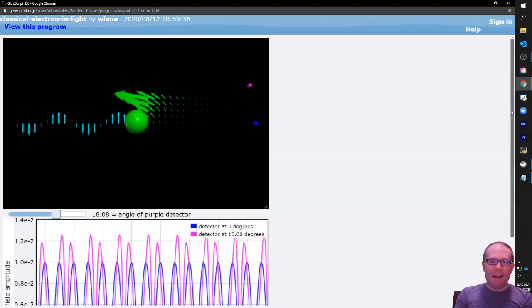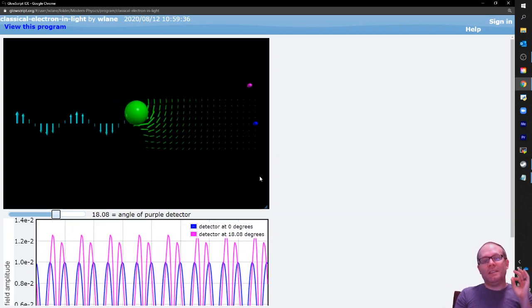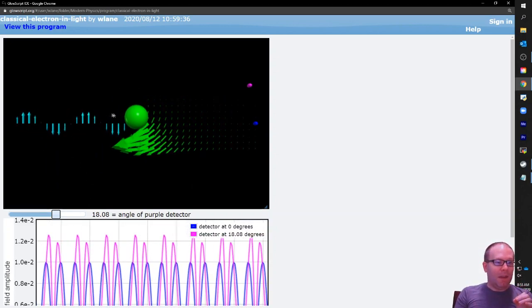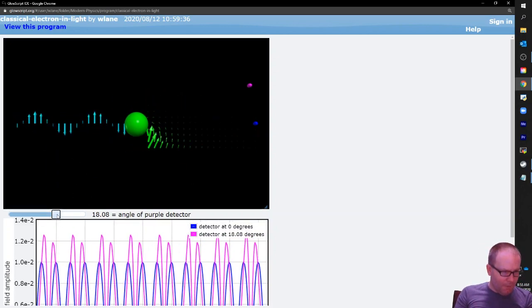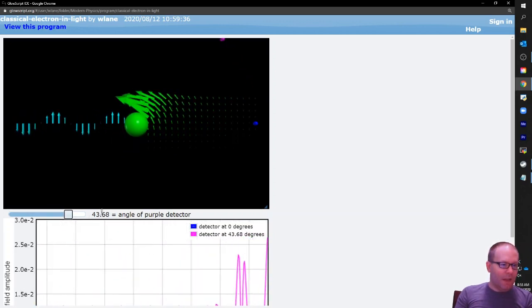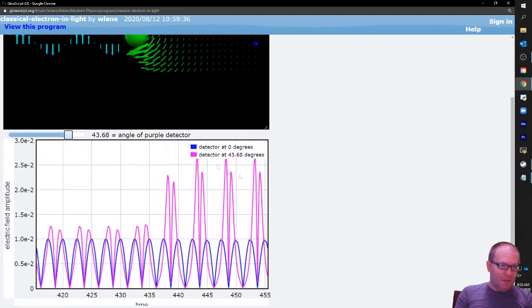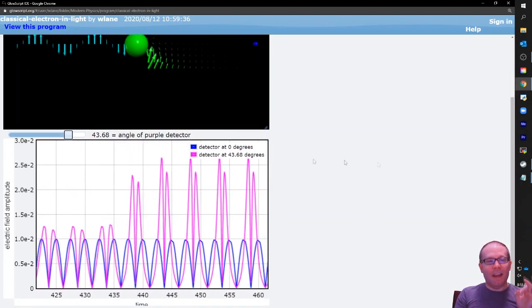So if you sit at the blue detector or if you sit at the purple detector, you're going to see the same color light as came into the electron. And in fact, you get this no matter where you place this detector. I could rotate it up to, let's say, 43 degrees here. Again, I get this little hiccup to the oscillation pattern, but it's the same frequency.